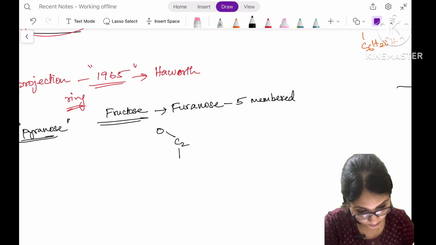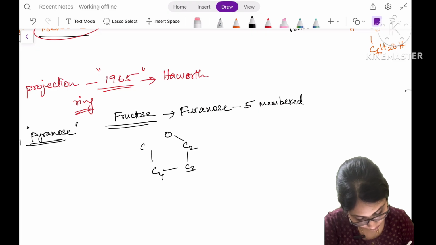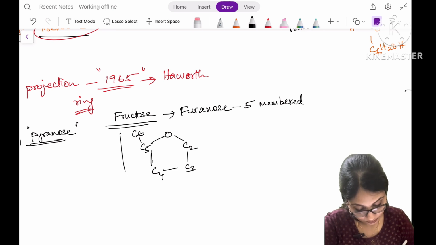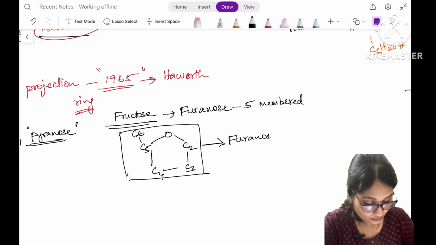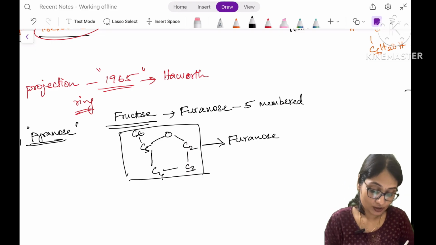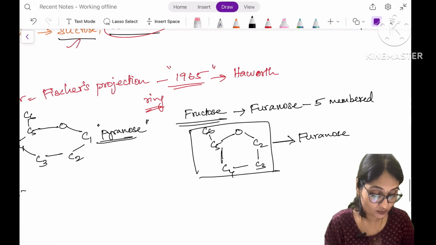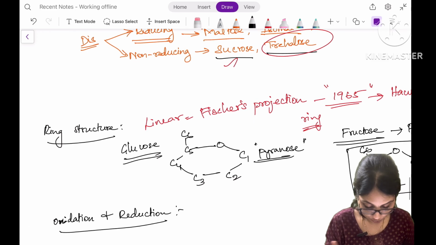C2, C3, C4 and C5. C6 is present here. This is how the ring structure looks, which is ultimately your furanose ring, a 5-membered ring. We can see this is 5-membered, whereas this is 6-membered. This is the pyranose ring and this one is the furanose ring. So this is about the ring structures.